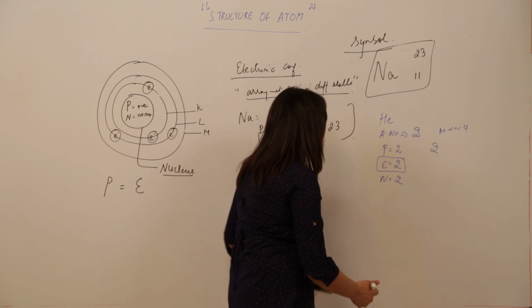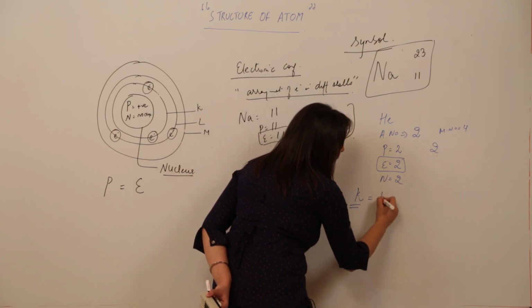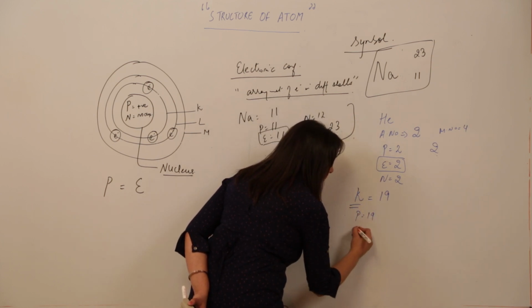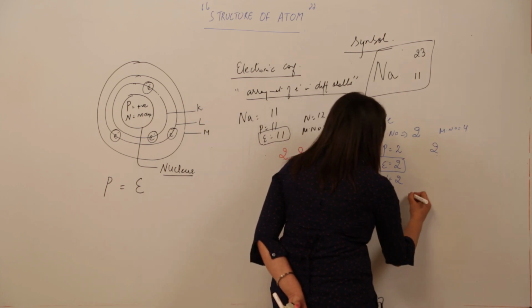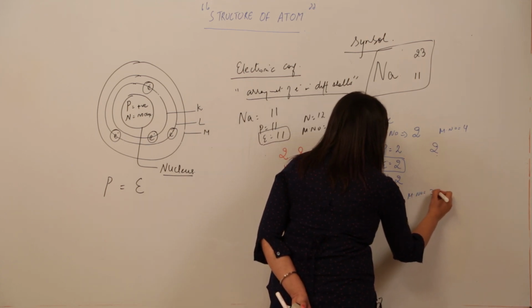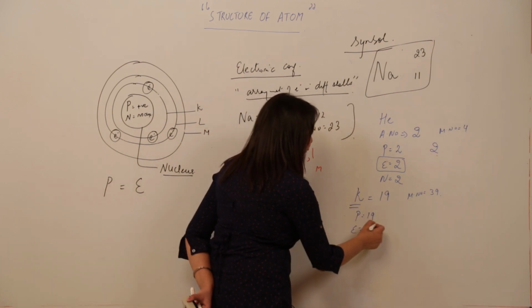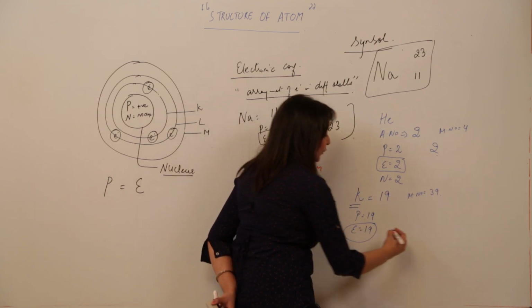So let us take another example. Suppose I am taking the example of potassium. Atomic number of potassium is 19, means proton 19, electron 19, its mass number is 39, right? Now if we want to write the electronic configuration, we will be considering only electrons as I told you. So what will be the configuration?